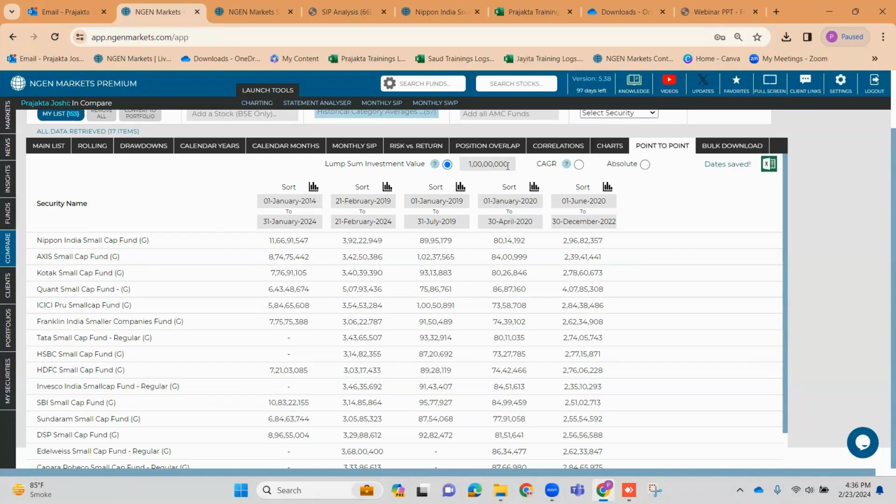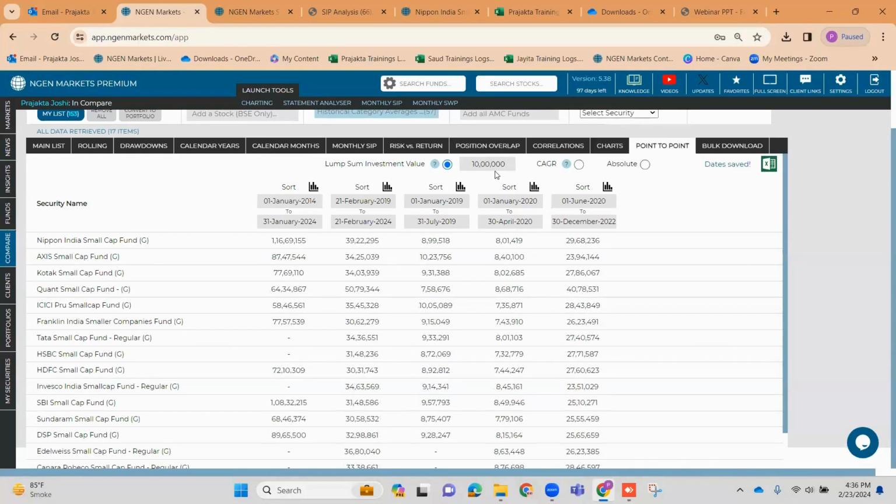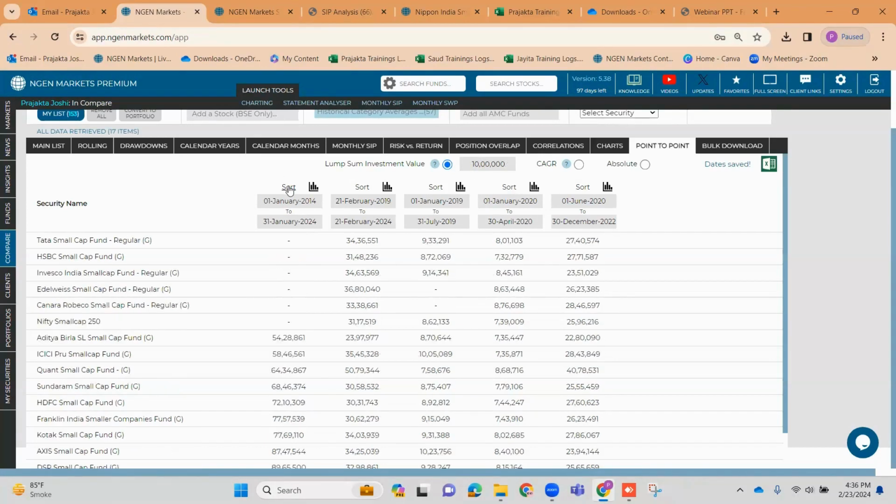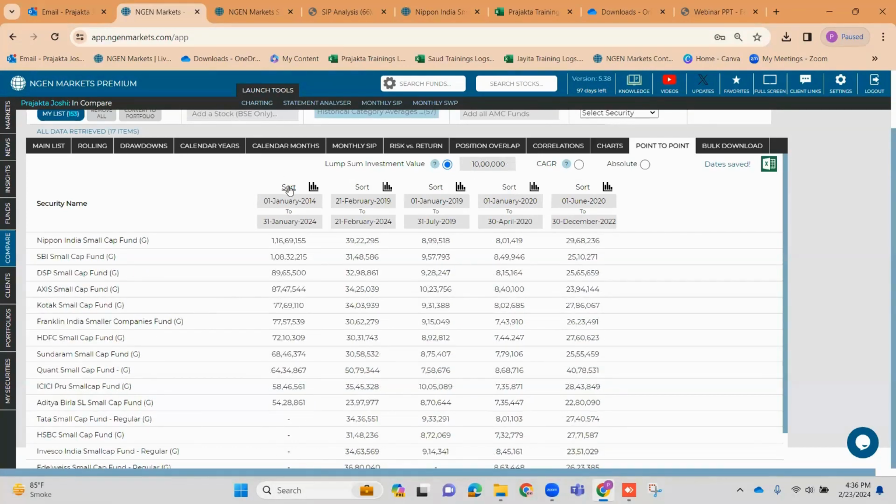For example, I have put in a lump sum investment amount of 10 lakh rupees. If I would have put in 10 lakh rupees, let's say on 1st of January 2014, and held on to it till 31st of January 2024, what would have been the status of my 10 lakh rupees? So I simply sort this on the basis of descending order, and I see this 10 lakh rupees would have become 1.16 crore rupees in Nippon India Small Cap.